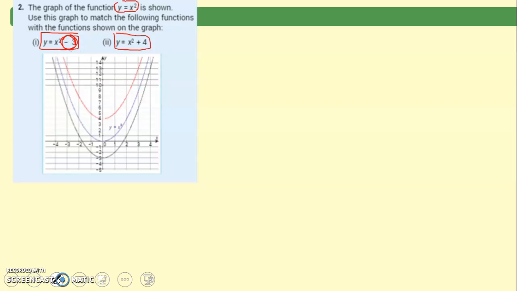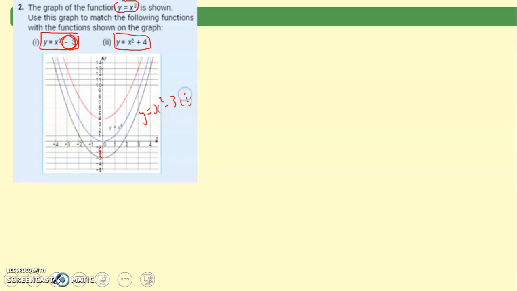So the rule from last week tells us if we have the original function and onto it we've just got a minus 3 or a plus something, we are simply moving up or down the y-axis. So we take a point in our original function, and because it's minus 3, we're going to jump down 3 places on the y-axis. 1, 2, 3, and here we go. So this one here is the function y equals x squared minus 3.